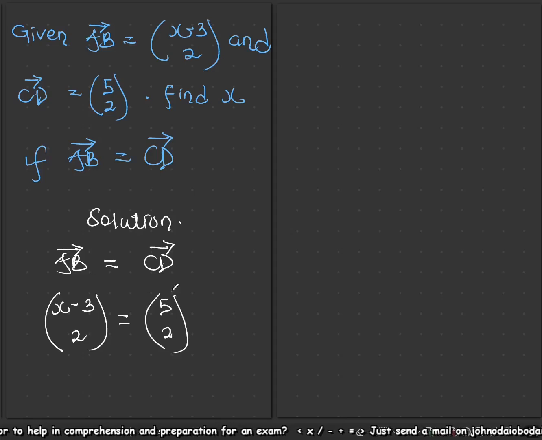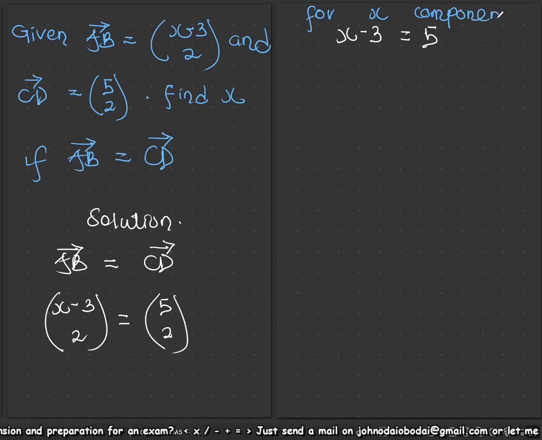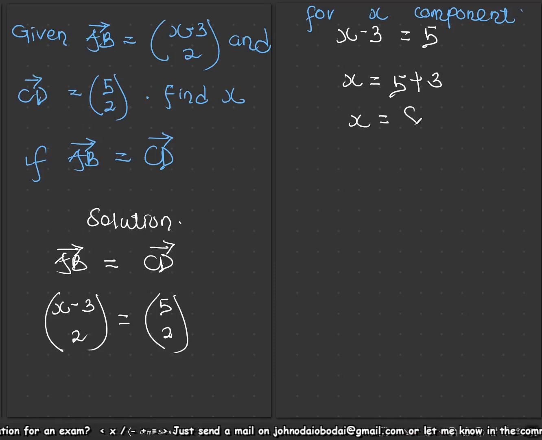What that means is if these two vectors are really equal, then this component here is equal to this one here, right? And forming an equation out of that, we have x - 3 being equal to 5. That is for the x component. So for the x component, we can now solve for the x. Making x the subject, we have x is equal to 5 plus 3, and x then is equal to 8. As simple as that.